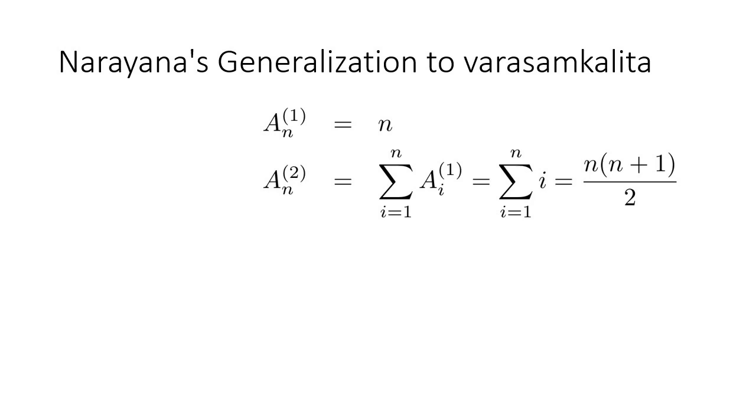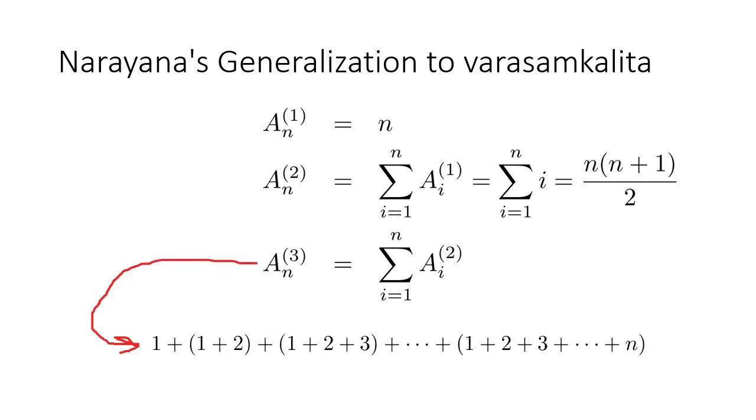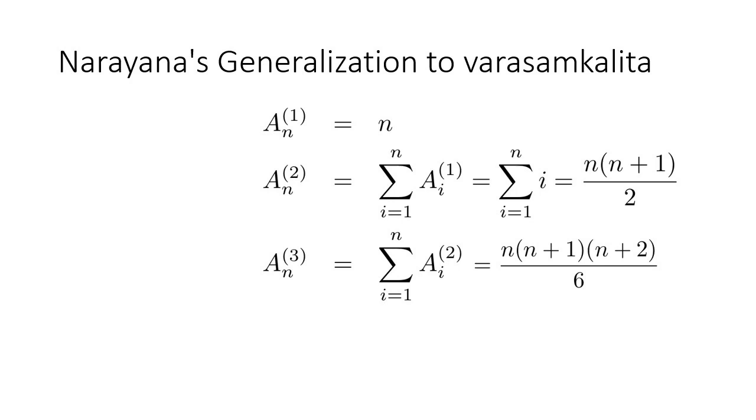Now you can go to the next level, a_n3, which is the sum of the partial sums of a_i2. When you do that, you will recognize this to be the Chitighana which Aryabhata had introduced: 1, plus 1 plus 2, plus 1 plus 2 plus 3, and so on, which has the expression we just saw, n(n+1)(n+2)/6.